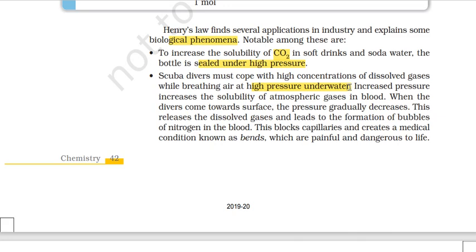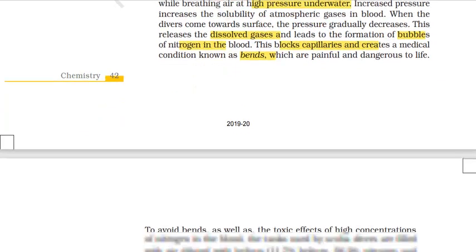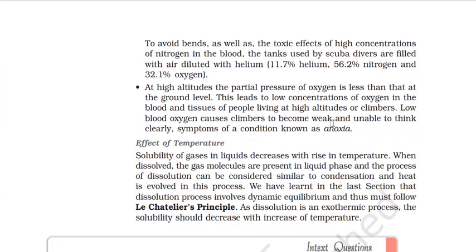This releases the dissolved gases and leads to the formation of bubbles of nitrogen in the blood. This is known as bends. Isse capillaries wagera block ho jati hain. This is really painful and they can also be dangerous to life. To avoid bends, the toxic effects of high concentration of nitrogen in the blood, the tanks used by scuba divers are filled with air diluted with helium.